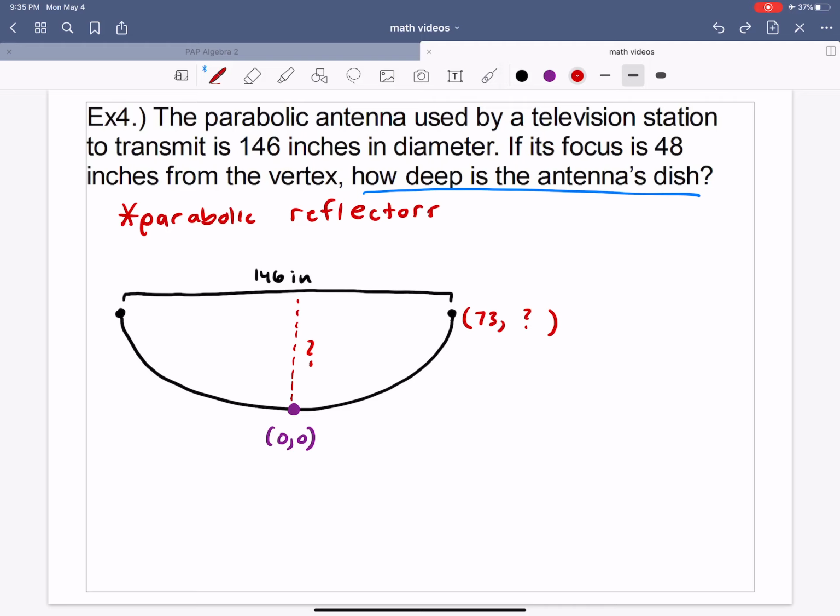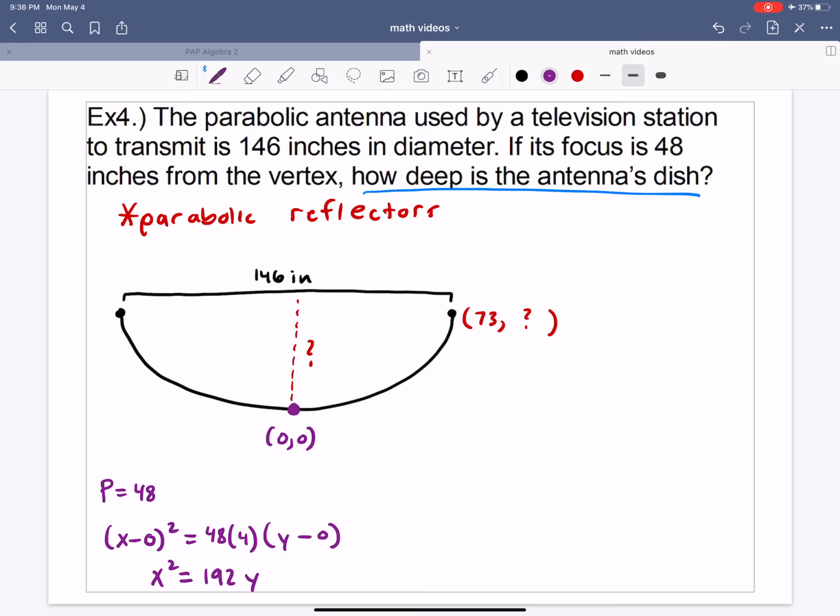So the fact that the focus is located 48 inches from the vertex tells me that p is 48. So let's build our equation. So we're going to have x minus 0 squared equals 48 times 4 times y minus 0. Now, I know a lot of things, but I do not know what 48 times 4 is off the top of my head, so I'd have to punch that in my calculator. And I'd get x squared equals 192y.